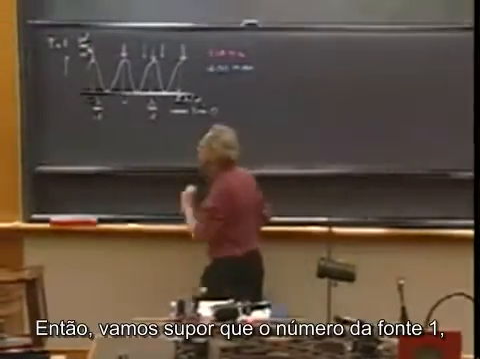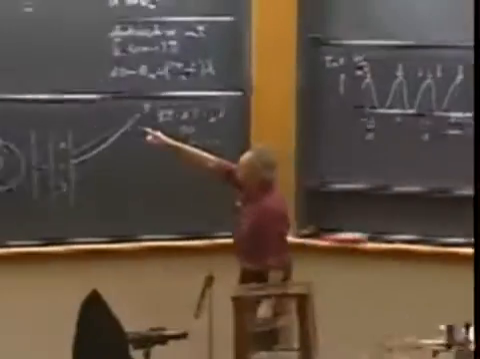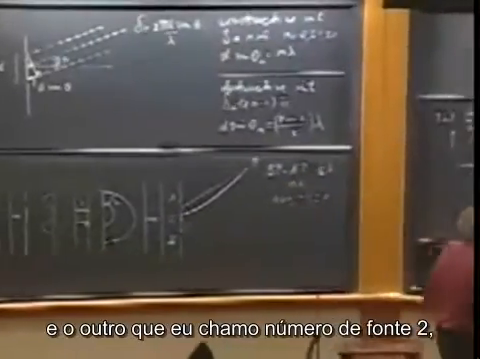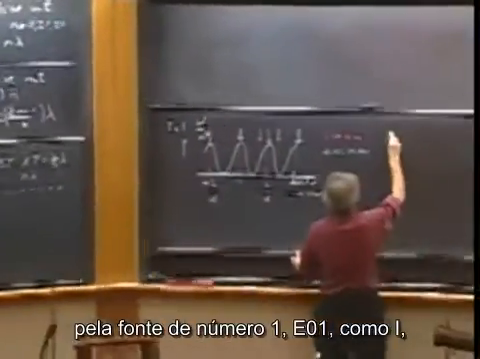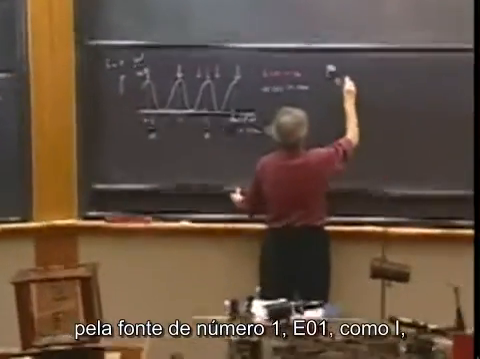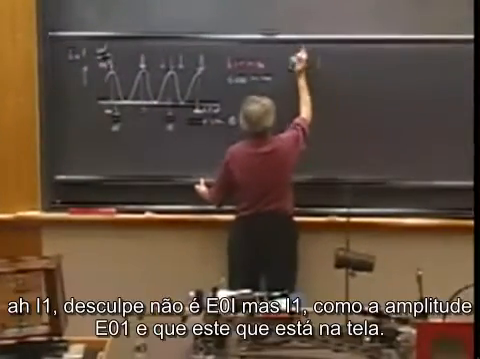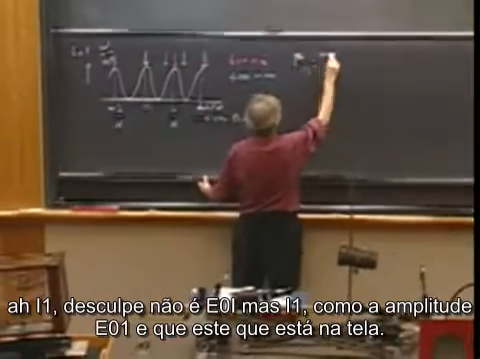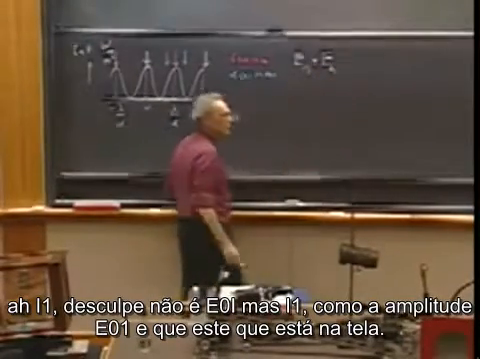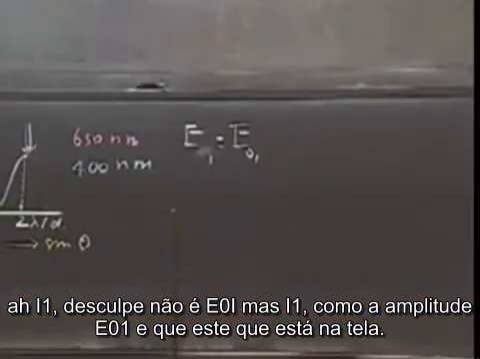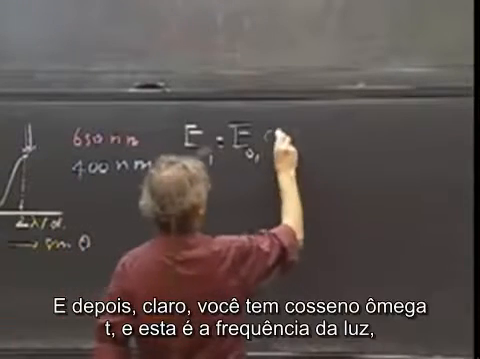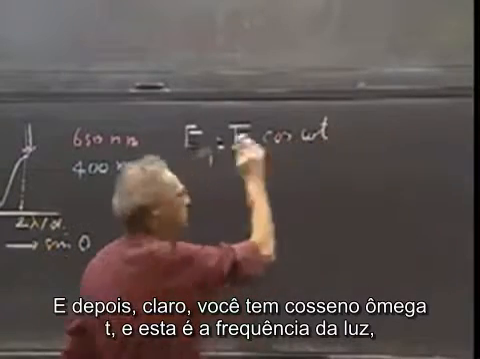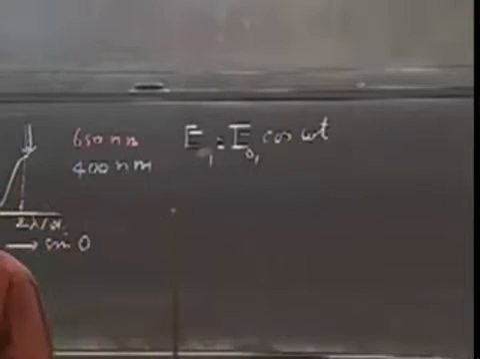So let us assume that source number 1, and the other one I call source number 2, for that source number 1, E1 has an amplitude E01 when it reaches the screen, and then of course you have cosine omega t, and this is the frequency of the light. That's the electromagnetic radiation.